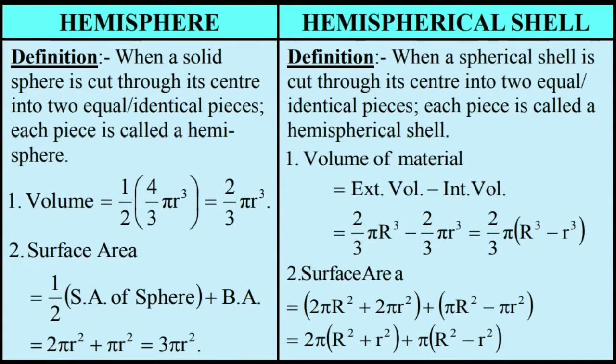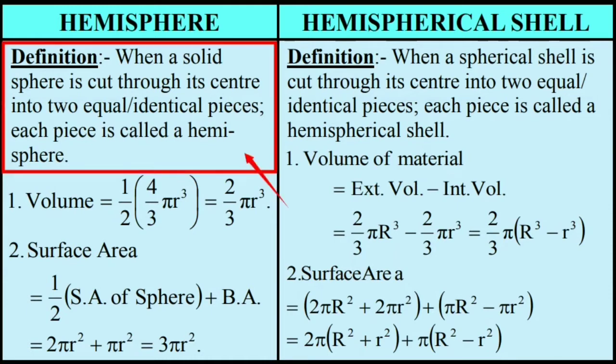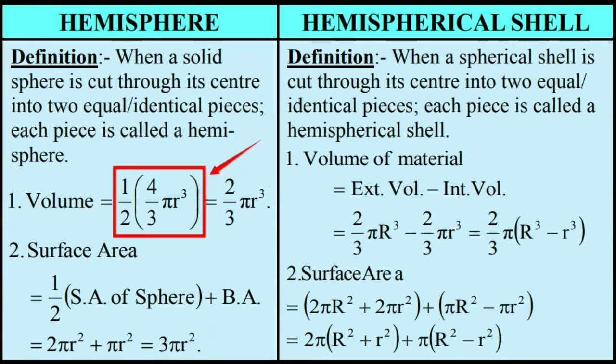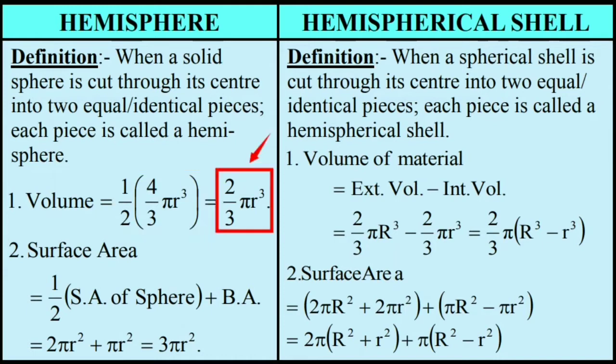Next terms are hemisphere and hemispherical shell. The definition of hemisphere says when a solid sphere is cut through its center into two equal or identical pieces, each piece is called a hemisphere. Hence, volume of hemisphere is half the volume of the sphere. That is equal to 2 by 3 pi r cube, where r is the radius of the hemisphere.